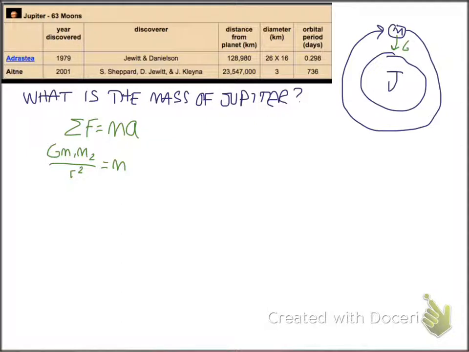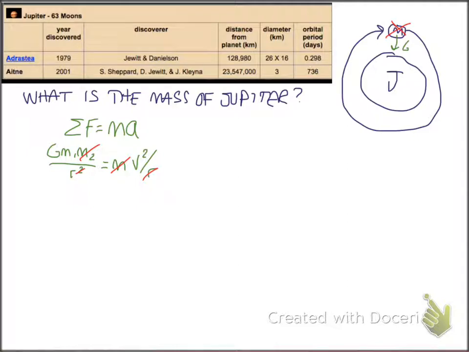And then since it's accelerating, what is acceleration if you're going in a circle? Well, that's v squared over r. Now we need to put in some values. The gravitational constant, what is that? Oh, we cancel masses first. What mass did we cancel? We have to cancel the mass of the orbiting object, so that's the mass of the moon. And we can also cancel one of the radiuses.